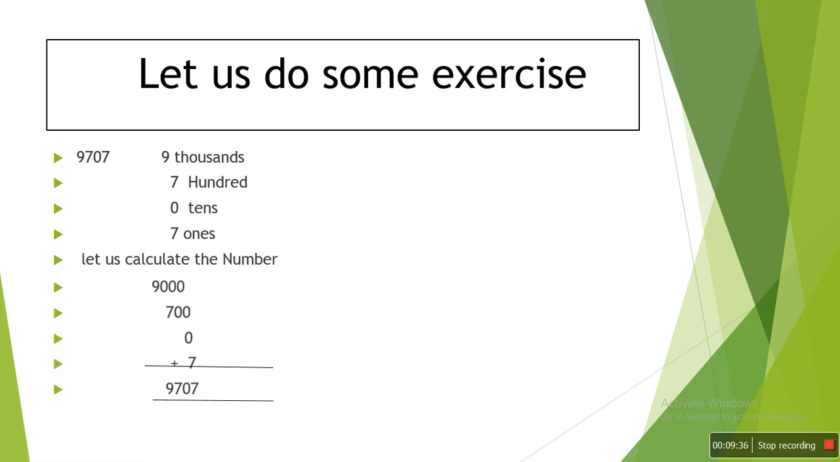So because 9 is in thousands place, that's why we have written 9000. And 7 is written in which place? Hundreds place, that's why we have written 700. And if we talk about 0, this 0 is written in which place? Tens place, that's why we have written only 0. Why have we written only 0?